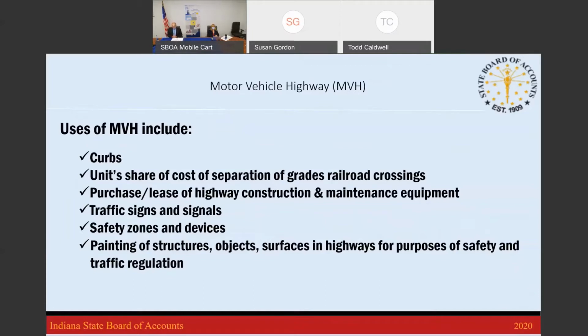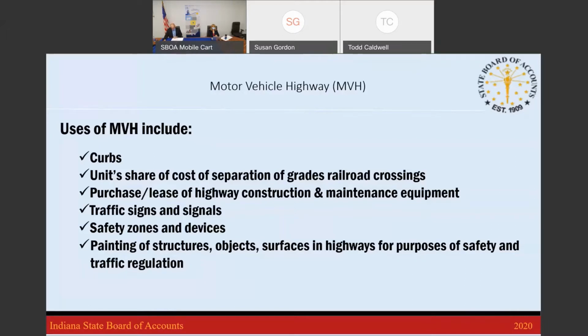The uses of your MVH fund include curb work related to railroad crossings, the purchase of highway equipment, traffic signs and signals, the costs related to safety zones and safety zone devices, painting structures, objects, and road surfaces, like line striping, turn lane arrows, and crosswalks.